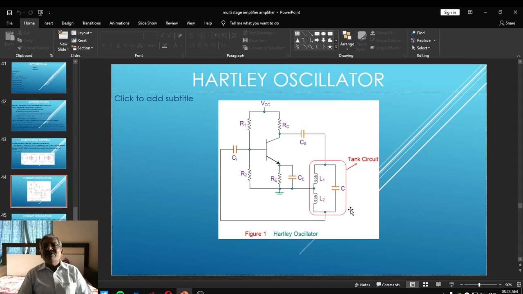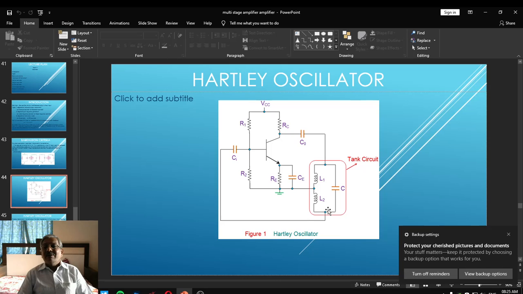Friends, it also consists of a tank circuit which is formed by the parallel combination of capacitor C with the series combination of L1 and L2. L1 and L2 in series form the total inductance L. Dear students, the tapping is done between L1 and L2 and that is grounded. It is generally referred to as the center tapping of the two coils.